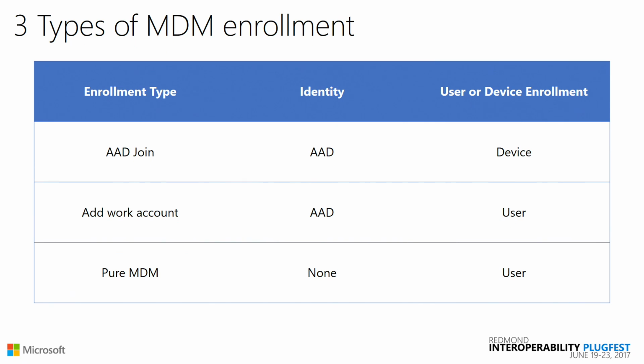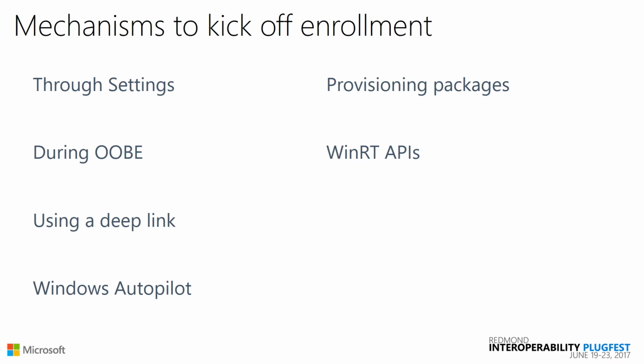Regardless of which one you want to use, there are a number of mechanisms to kick off MDM enrollment. You can enroll a device through settings, during the first run experience in OOBE. You can click on a deep link that's sent to you in an email or a website to enroll your device. You can also use a feature called Windows Autopilot, which is a new feature.